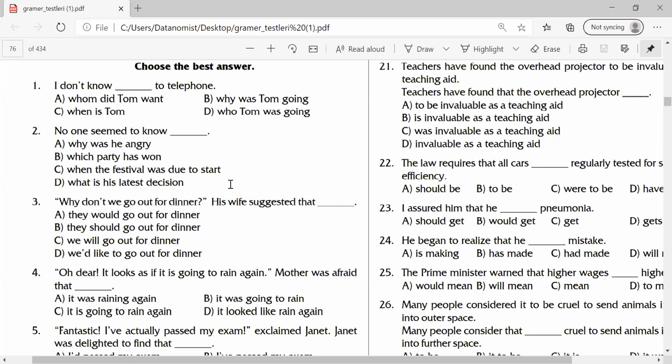Why don't we go out for dinner? His wife suggested that. As always remember, whenever you have this suggested that, after that always go for S and V, obviously, but that we should be should. Suggested that we should, or whatever, I should, you should, they should. So his wife suggested that they should go out for dinner.